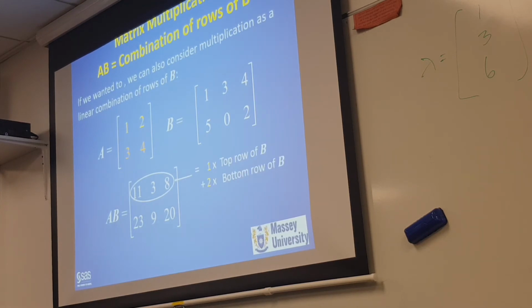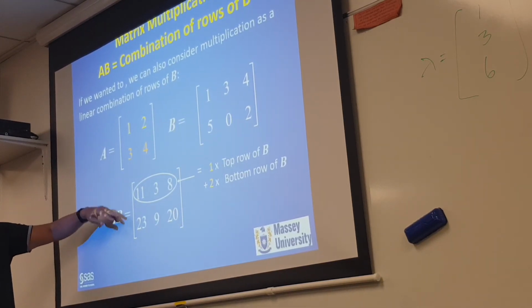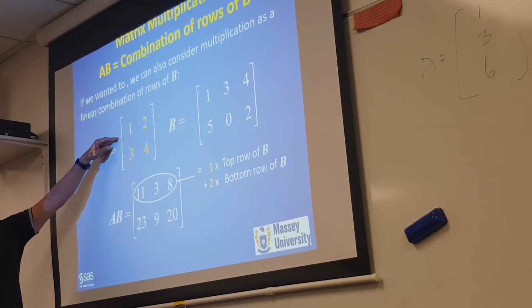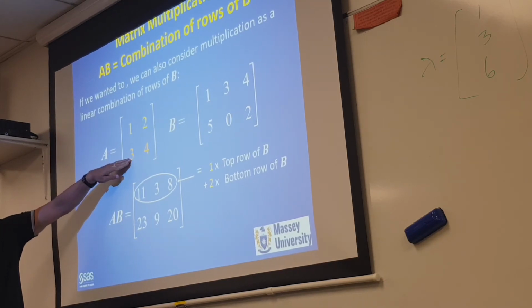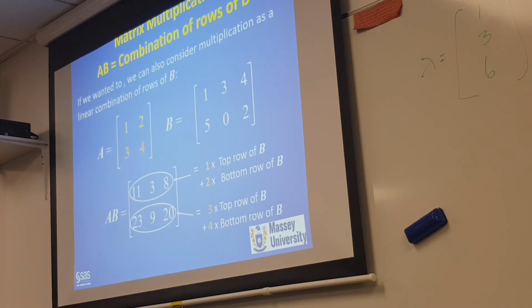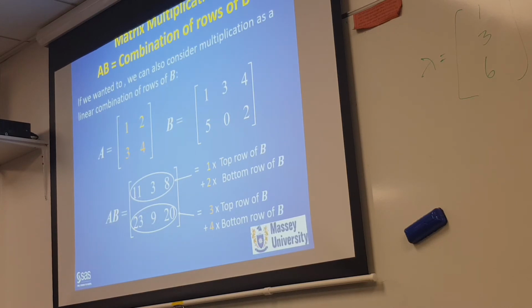Right, so what do we got? We look at A is 1, 2. We're saying AB is 1 of the top row of B plus 2 of the bottom row of B. And the second row of A times B is going to be 3 of the top row of B plus 4 of the bottom row of B. Algebraically, you end up with the same answer. So whether you consider these linear combinations of the rows or of the columns, it doesn't really matter.